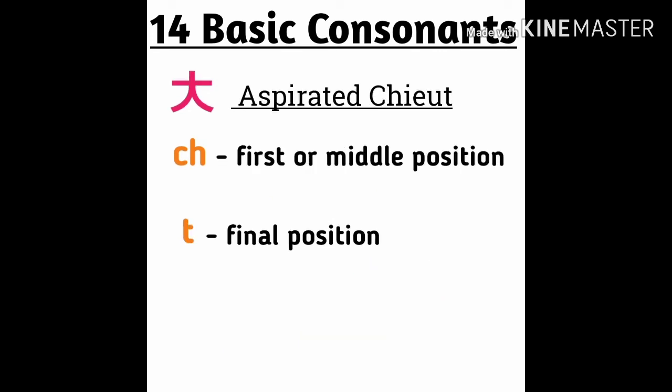Next consonant is the aspirated chiut. This consonant is almost the same as the consonant chiut, but this one is aspirated, so just add h to the pronunciation of the original consonant. So let's see the rules. When it is placed at the first or middle position, it will sound as ch. For example, in this word, the aspirated chiut is in the first position, so it will sound as ch.